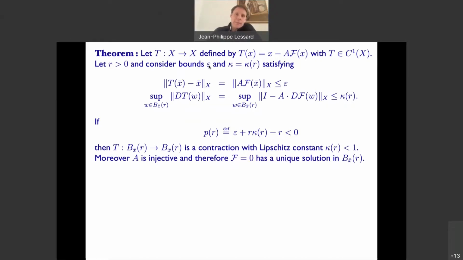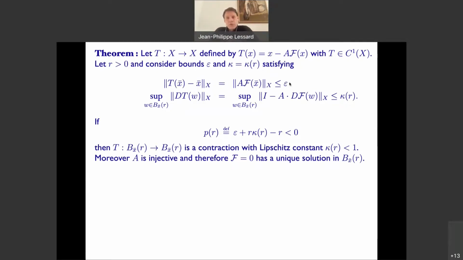The first one is epsilon, and it is essentially measuring how good a numerical approximation you have. So you take x bar, you apply T, and then you look at the distance from x bar, the numerical solution. Because of the construction of the Newton-like operator, this is equal to A times f of x bar. Now you take the norm in your Banach space, and then you define an epsilon, which is going to be an upper bound for this. At this point, we're going to have to use the representation of the map that we have.